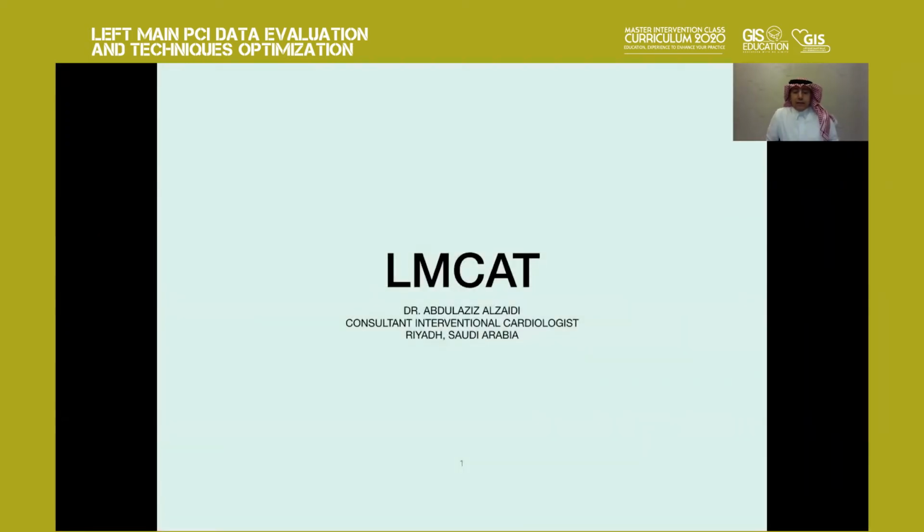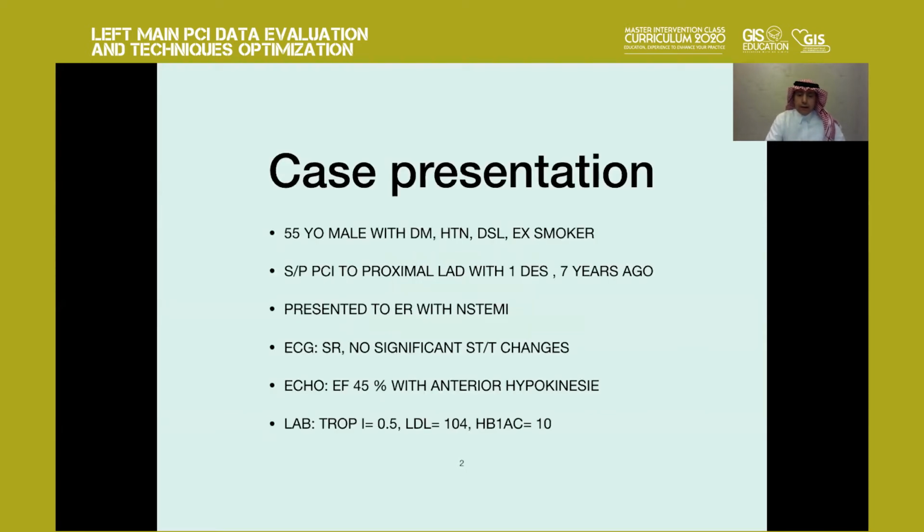Okay, so my case today is a patient with left main coronary artery thrombosis in the setting of acute coronary syndrome. He's a middle-aged male patient with the usual risk factors: hypertension, dyslipidemia, diabetes, ex-smoker. He had a stent to his proximal LAD 7 years ago, and presented with non-STEMI. His ECG was unremarkable, and the echo showed anterior hypokinesia. In terms of his lab tests, he had a positive troponin. His LDL and HbA1c were high.